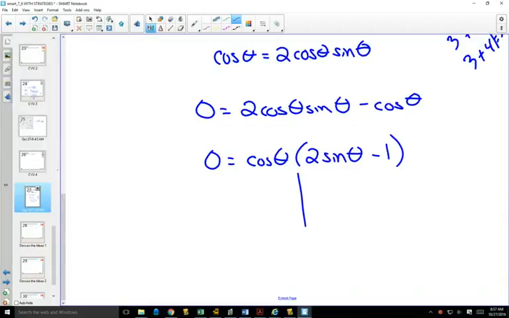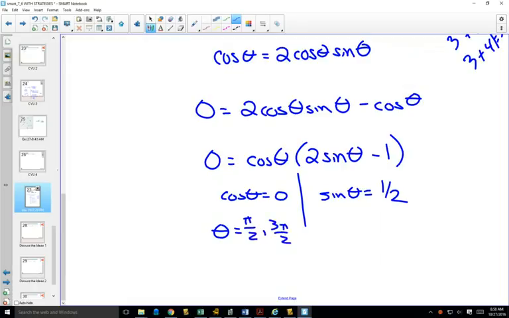And once you've factored it, where you have the multiplication, things get split up, and on either side, one side just has cos, the other side just has sine, so we can solve this. Here, cos theta could equal 0, and here, sine theta could equal half. Cos of theta equals 0. When can that happen? Pi over 2 and 3 pi over 2.